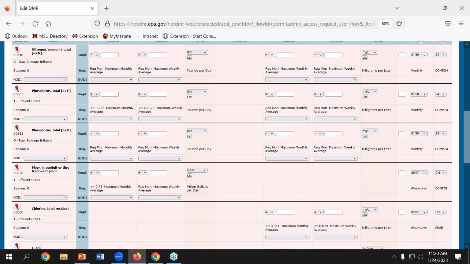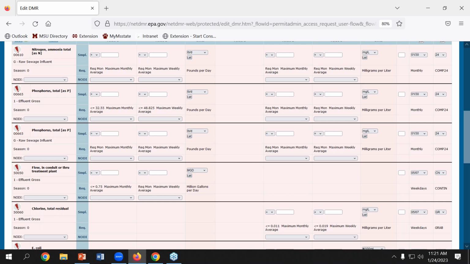Another nutrient, total phosphorus. Just like total nitrogen, total phosphorus does not have a concentration requirement or limit, but it does in fact have a loading limit. Phosphorus is also a monthly sample. Total phosphorus influent, report only.